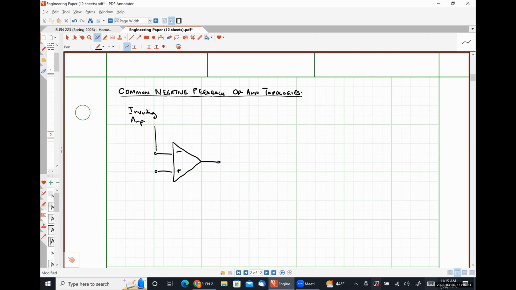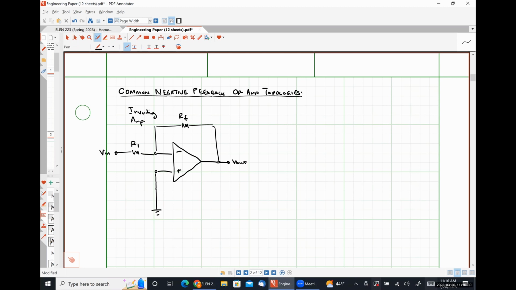We should have a negative feedback resistor RF, like so. Here's where we take V out. Our inverting input terminal should be directly, well, it should be grounded. We'll talk about that in a moment. We should have some resistance here, R1. And then this is where we're going to apply our input voltage. This is exactly the circuit that we analyzed using the practical op-amp model in Friday's class.